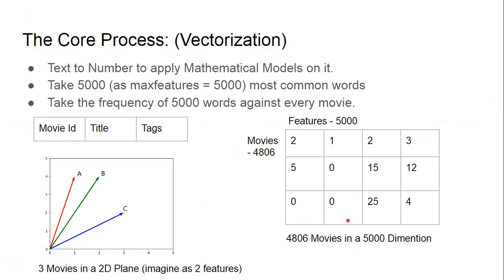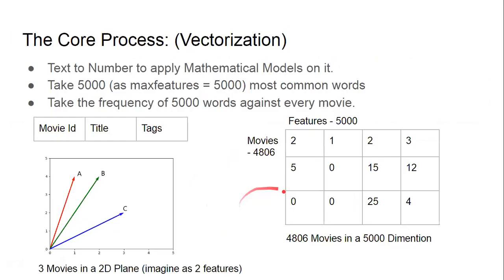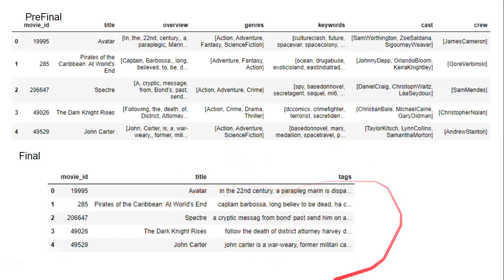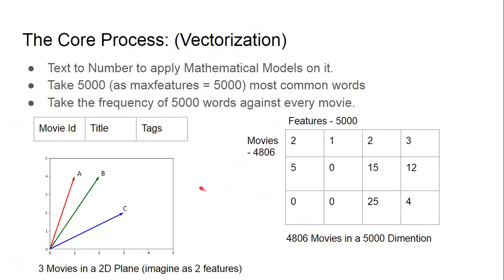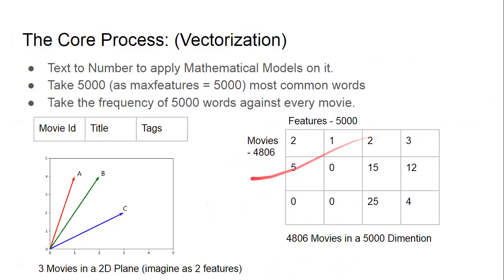Now let me come to the next core process, that is vectorization. Here all the tags are in text, and we need to first convert that into numbers. To do that we'll be doing vectorization. We are taking 5,000 features. That means from all these tags, we take the 5,000 most frequently occurring words, and against every movie we take the frequency of all those 5,000 words. By that, we'll get a 4,806 by 5,000 matrix like this.